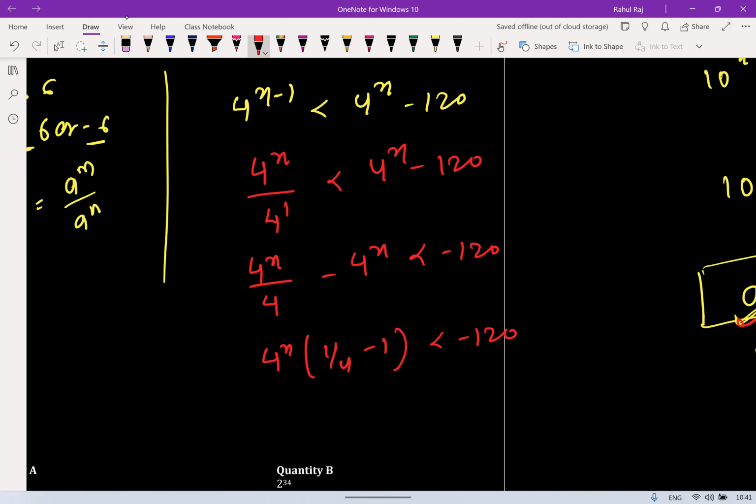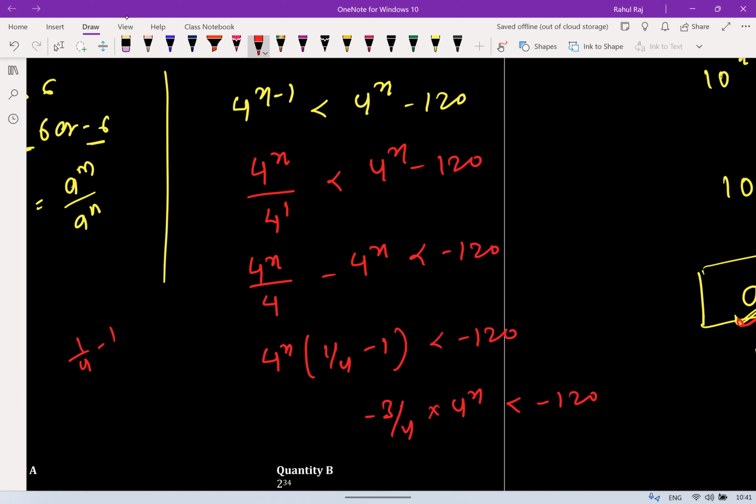But do you have to do that? Yes, take it common, because I need the value of x from here. So I'll try to simplify until the last as much as I can. 4 to the power x times 1 by 4 minus 1. So 1 by 4 minus 1 is what? Negative 3 by 4. So negative 3 by 4 cross 4 to the power x less than negative 120.